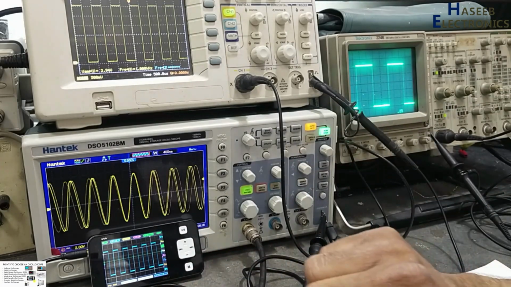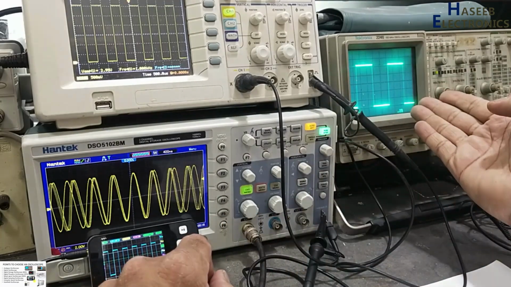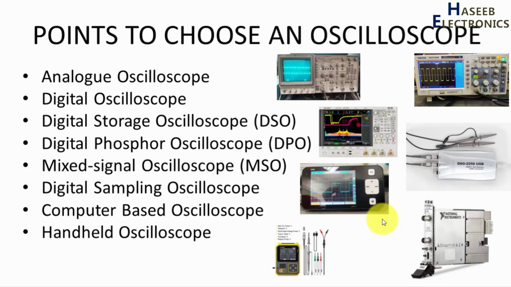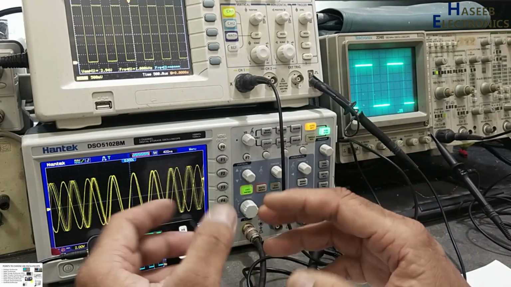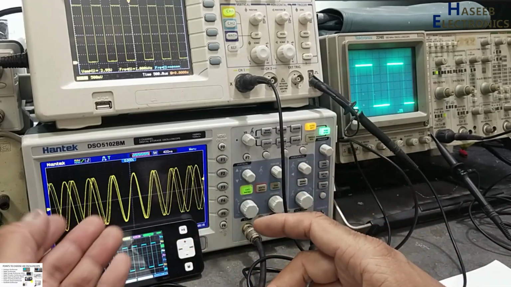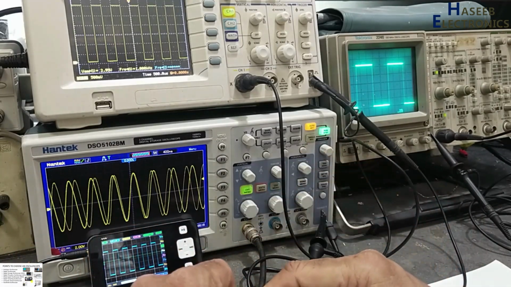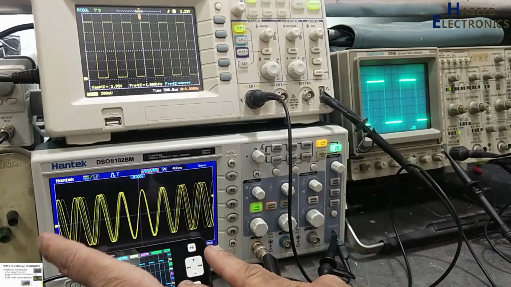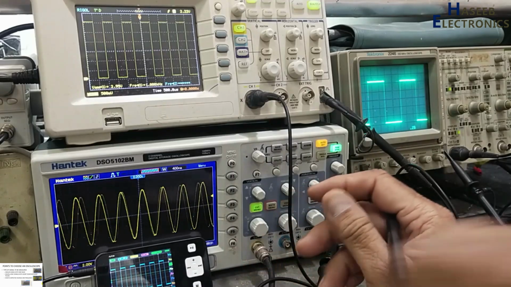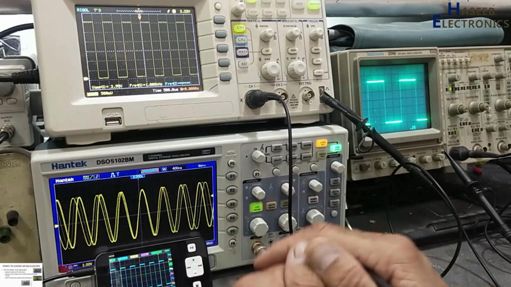There are different types of oscilloscopes: analog, digital oscilloscopes, digital storage oscilloscopes, digital phosphor oscilloscopes, DPO, and mixed signal oscilloscopes, then mixed domain oscilloscopes, digital sampler oscilloscopes, computer based oscilloscopes that are plug-in type or USB type, then handheld oscilloscopes, then there are digitizers, waveform recorders. Now we will see the basic parameters which are directly involved to select a proper oscilloscope for our project.